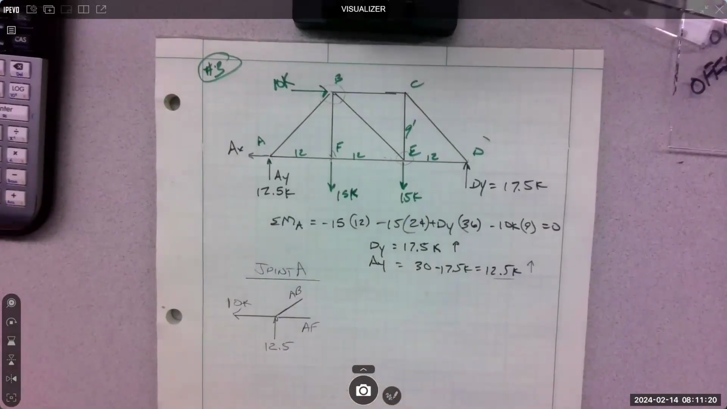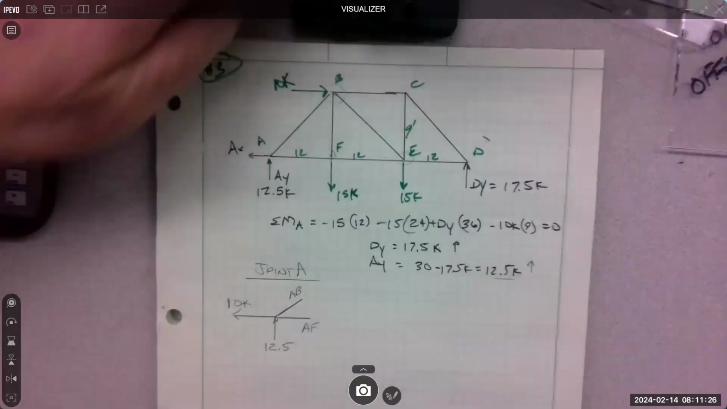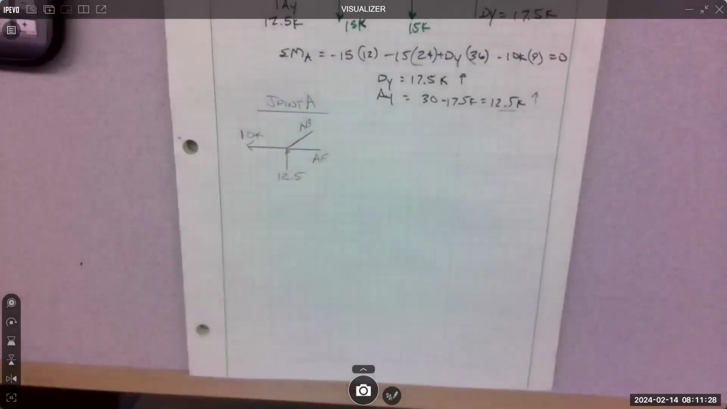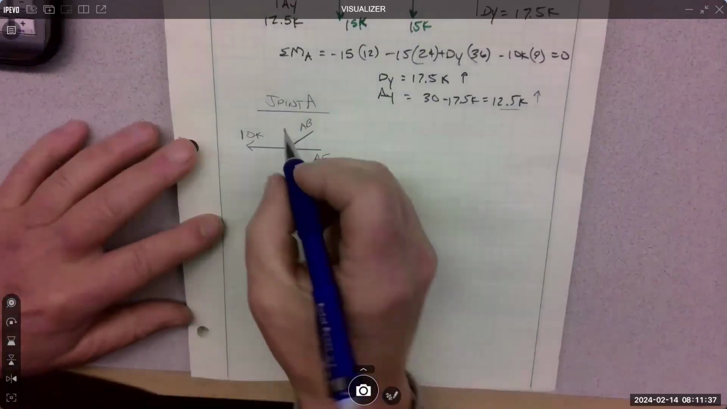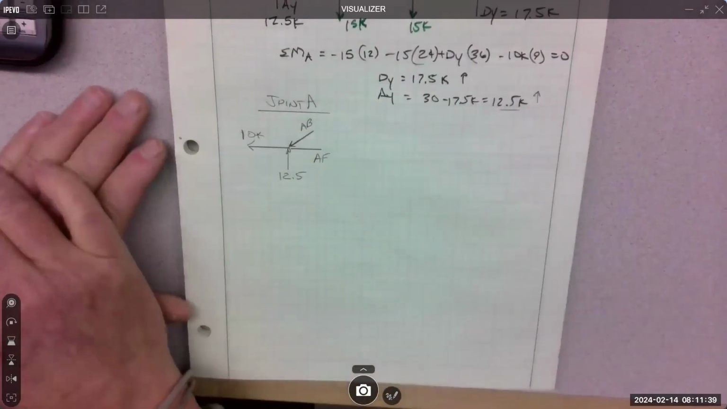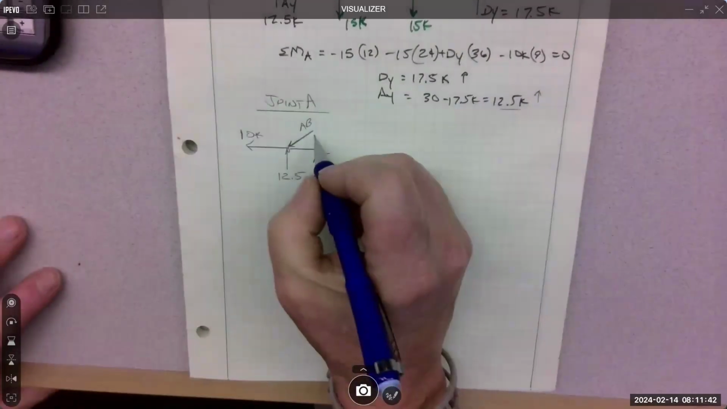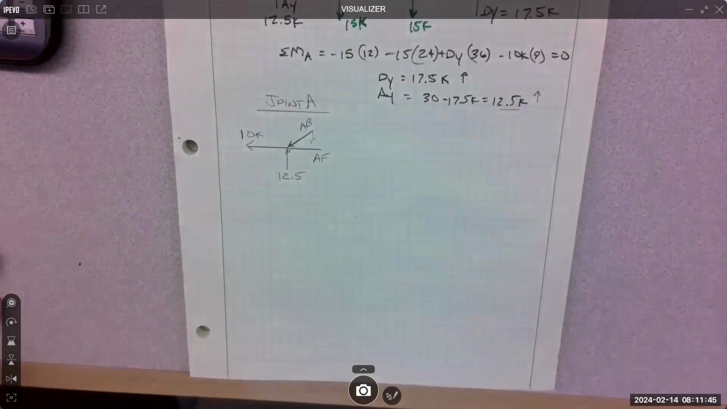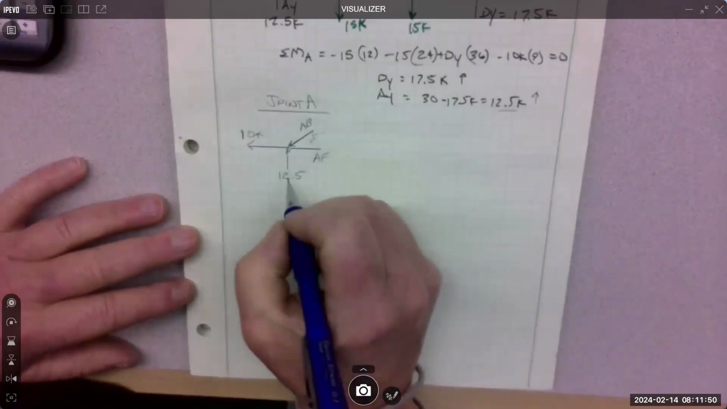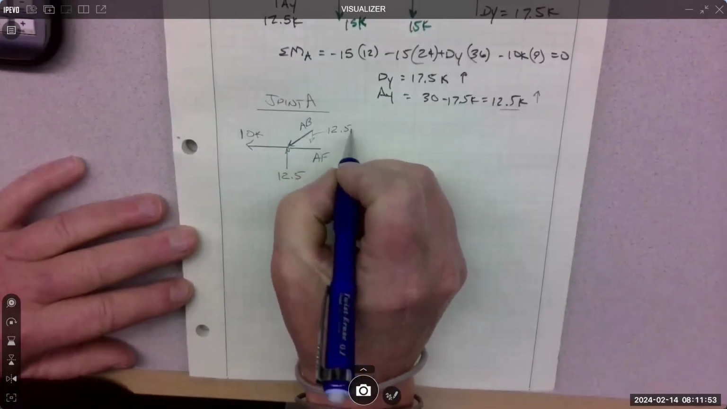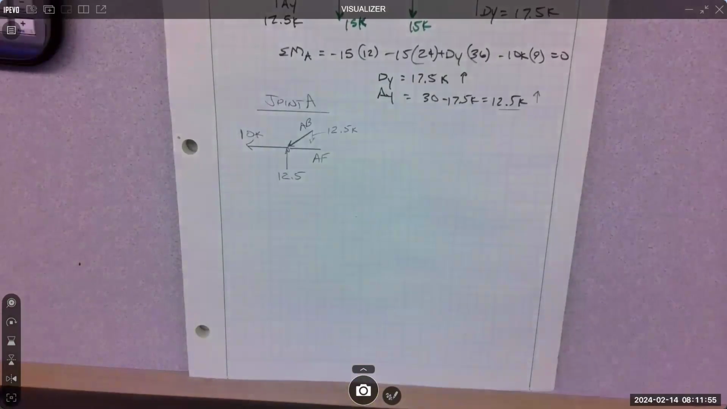Which way does AB go? Maybe it goes in. AB has to have a down effect, right? Because the 12.5 has an up effect, so it has got to come down. And the component of AB in the Y has got to be 12.5. So those are the kind of things you want to note if you can figure them out.